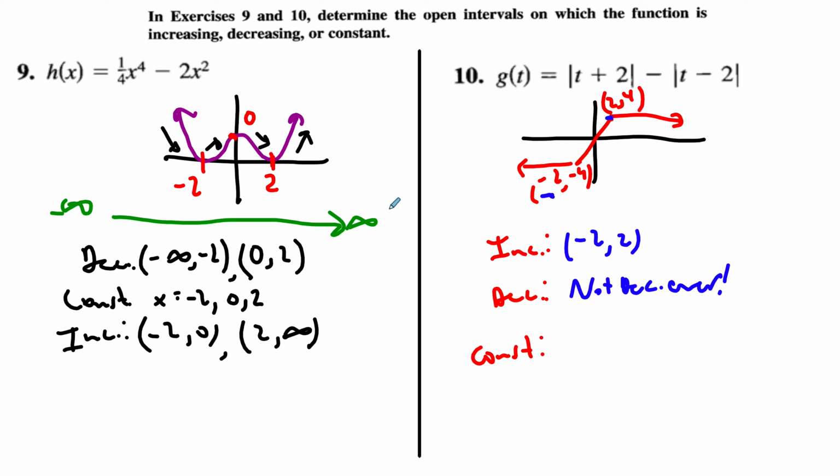Where is it constant? Now it turns out, because we have this long interval from -infinity all the way up to, but not including -2, and from 2 to positive infinity, right? This region and this region is where it's horizontal.